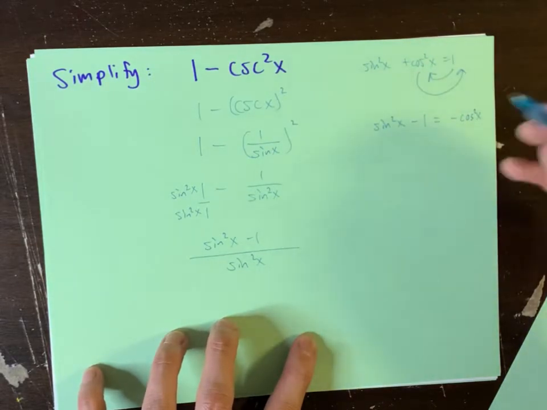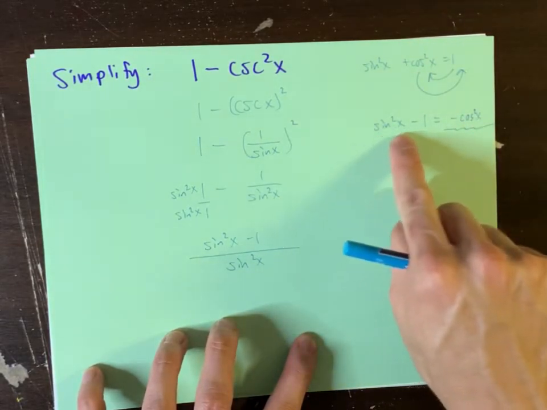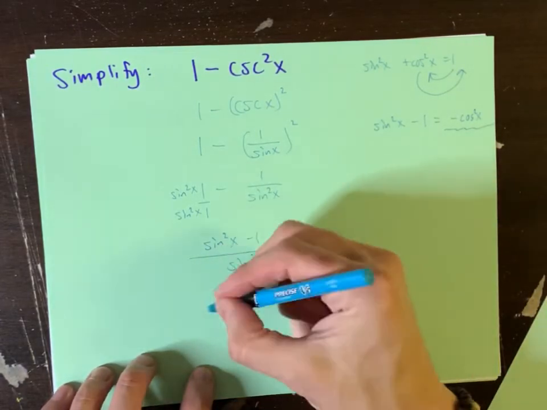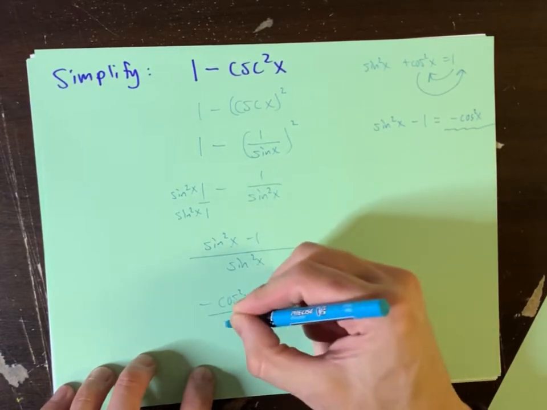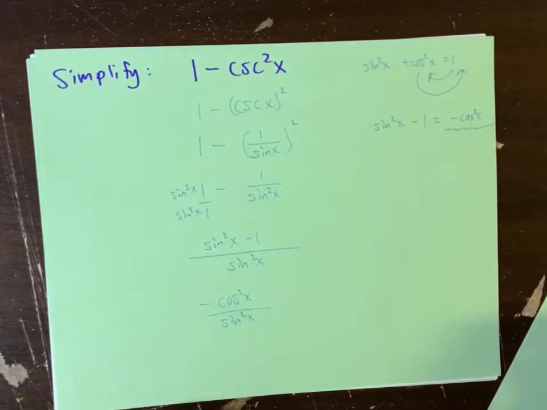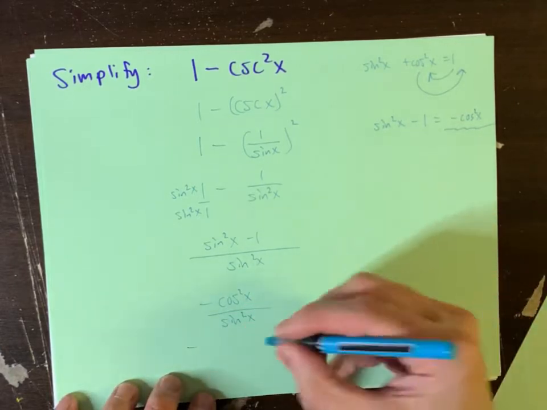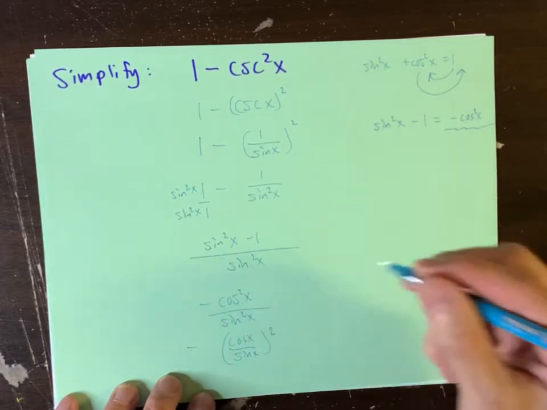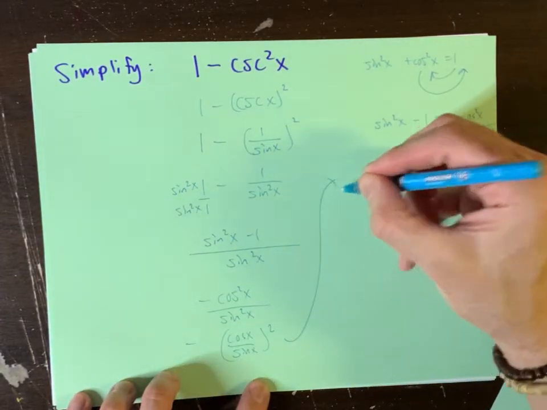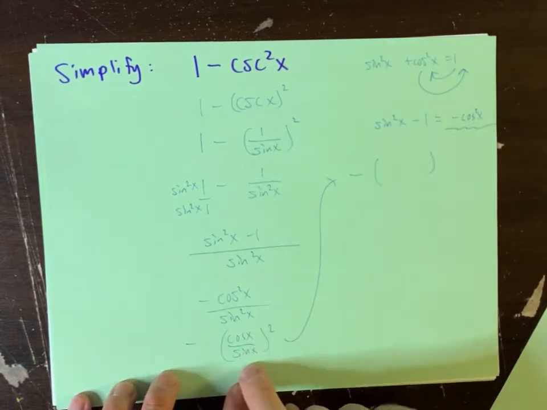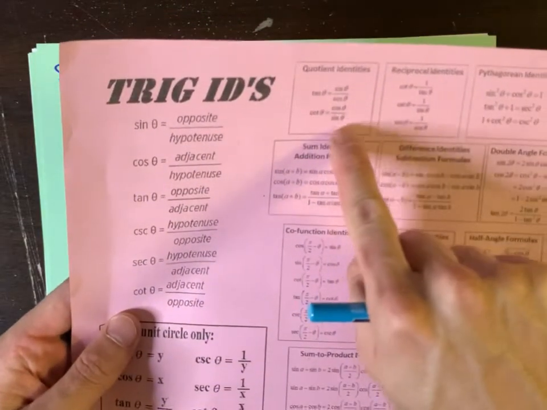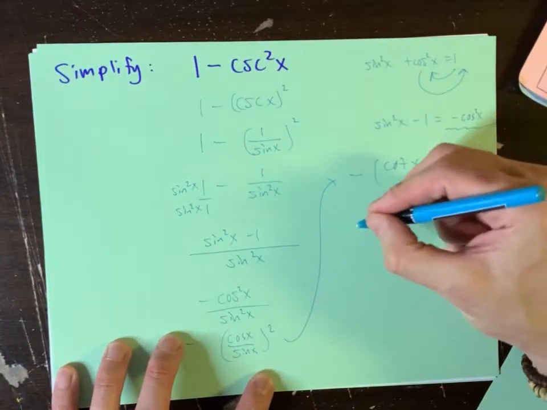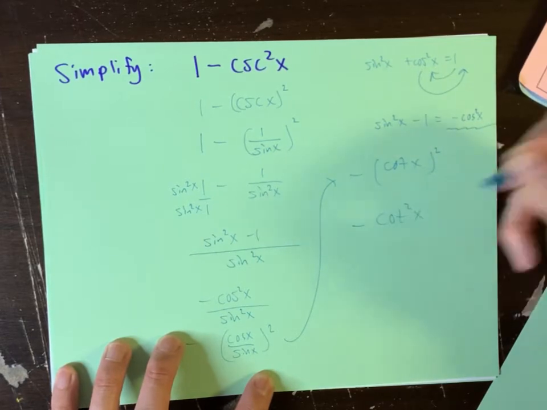Why did I do that? Because this here, negative cosine squared, could replace sine squared minus 1, which is the current numerator. So that gets dumped up here. And then I have this here. And then what I can do is pull out the negative and call this cosine over sine quantity squared. And then I can keep the negative. And then cosine over sine is the same as cotangent. So that's cotangent of x squared. So this is just negative cotangent squared x.